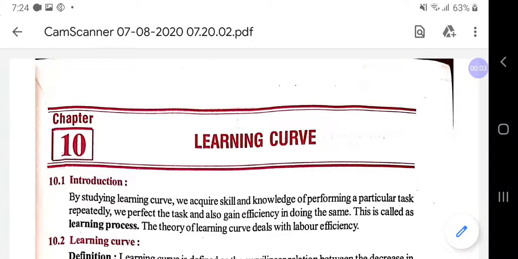Good morning, students. Today we are going to see the next chapter, that is learning curve. This is your next chapter.